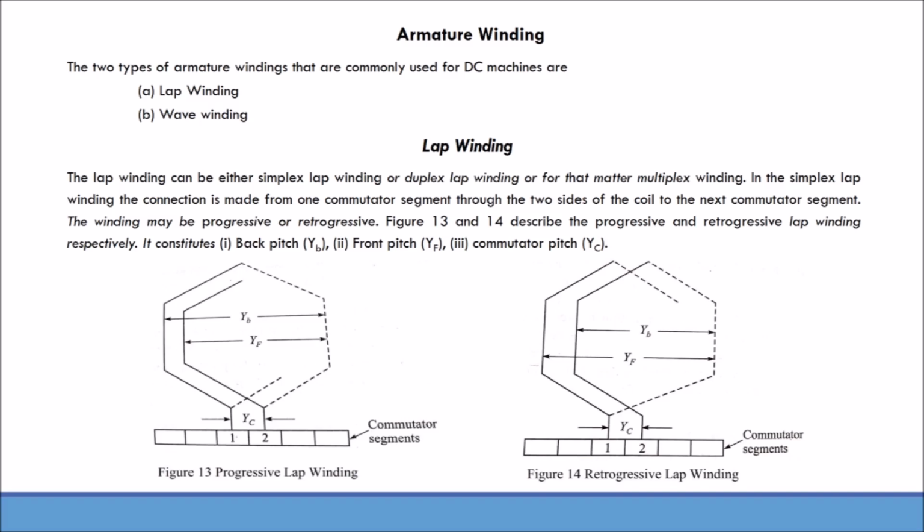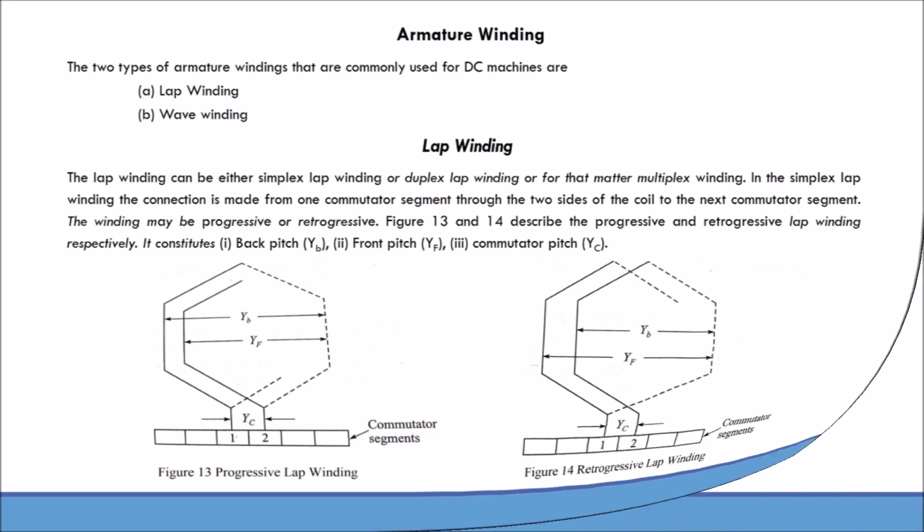In the simplex lap winding, the connection is made from one commutator segment to the two sides of the coil to the next commutator segment. The winding may be progressive or retrogressive. Figure 13 and 14 describe the progressive and retrogressive lap winding respectively. It constitutes A. Back pitch, B. Front pitch, and C. Commutator pitch. Back pitch is symbolized as YB, front pitch is symbolized by YF, and commutator pitch is symbolized as YC.